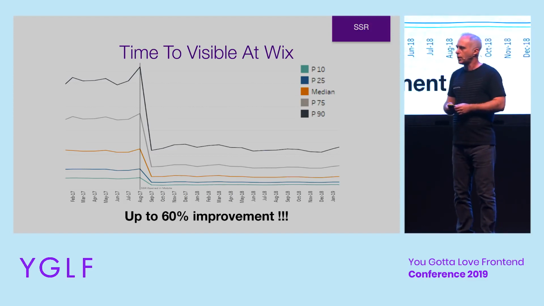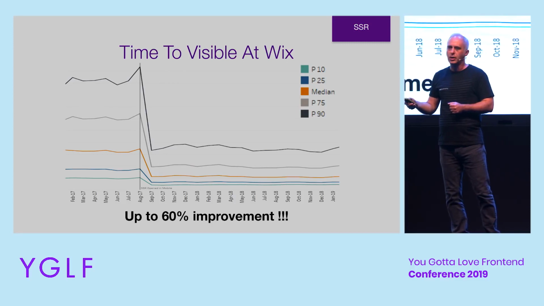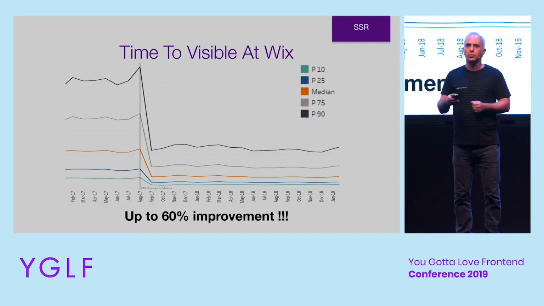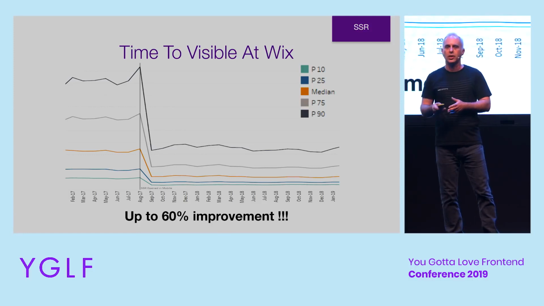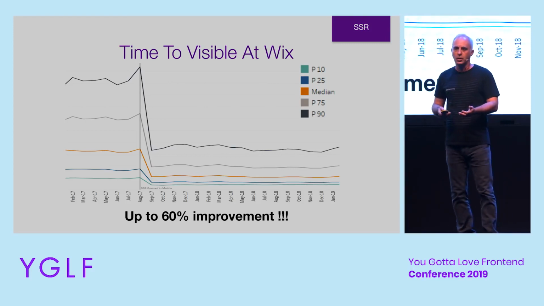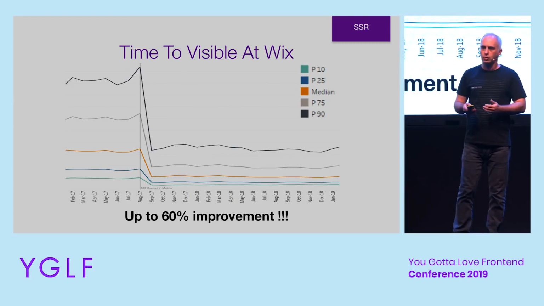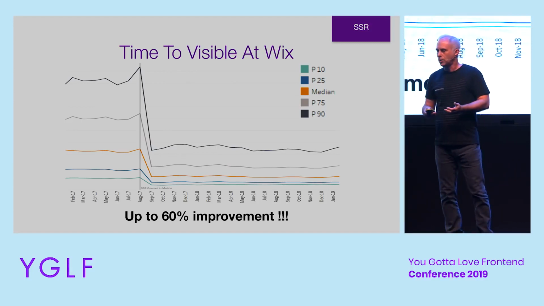Or another way to look at it is that what used to be the median performance is now what we get with the 90th percentile. And the performance that previously only the 10% of users with the fastest connections and devices used to get, now it's what half our users are getting. So the performance improvement was indeed dramatic, and we were very, very pleased with that. But it turned out that it wasn't really that easy.